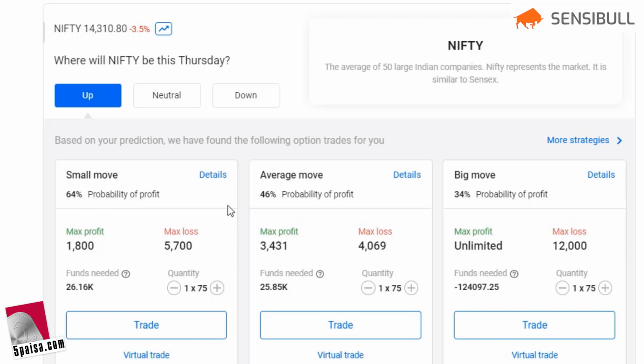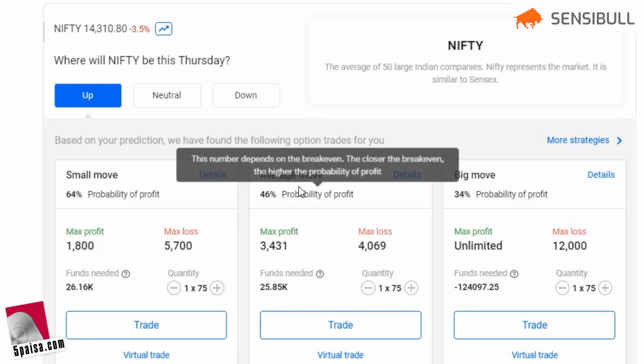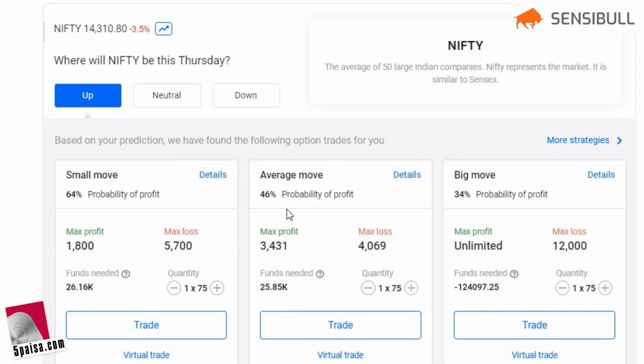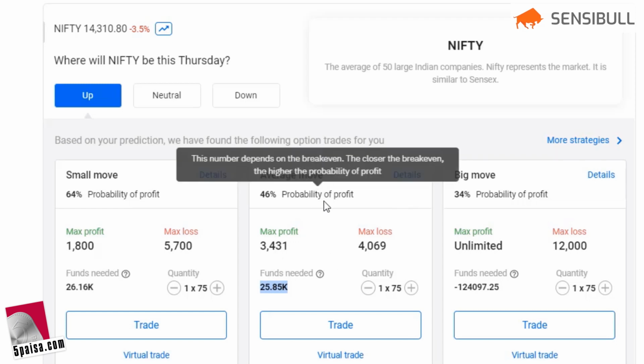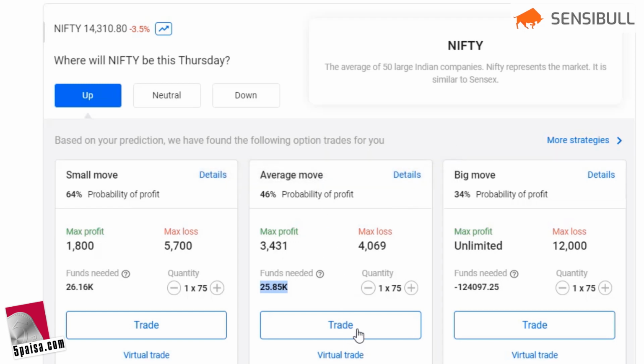Now the catch is this, right? If you were to focus on this trade, we tell you, look, Thursday is what you have to guess, where the Nifty will be, up or down, that's it, right? And if you're right, you'll make max 3.5k. If you're wrong, worst case, you'll only lose 4k. And to do this trade, you need only around 26,000 rupees, and you can just click on this trade button directly and trade through your broking account.